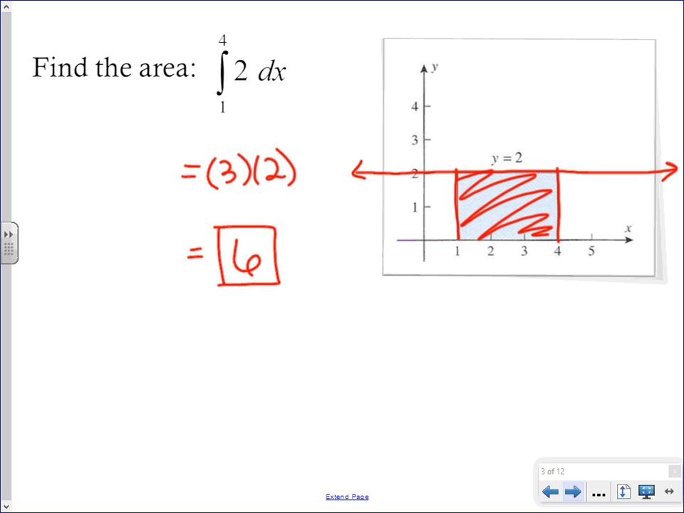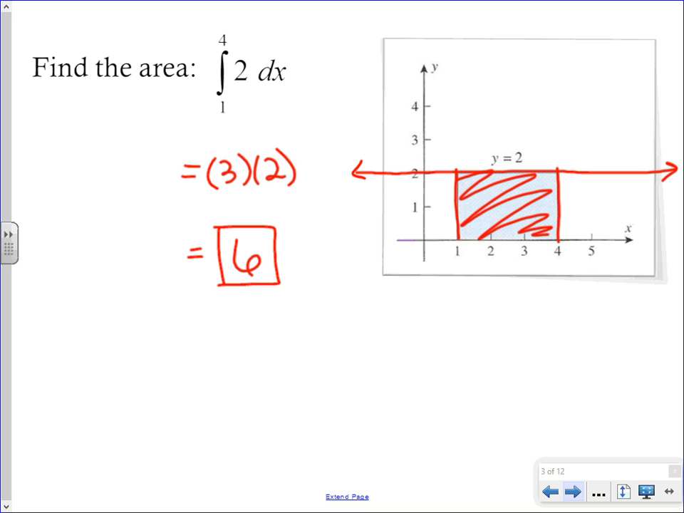The answer is 6 because we have a 3 by 2 rectangle. There's the area under the curve. That is the integral from 1 to 4 of 2 dx. Way better. If it's a basic geometric shape, we can find the exact area with geometry.